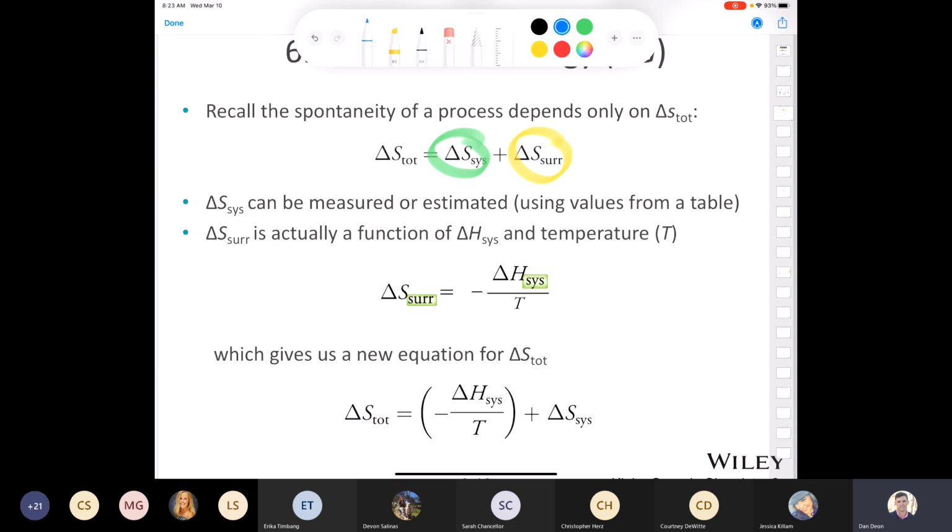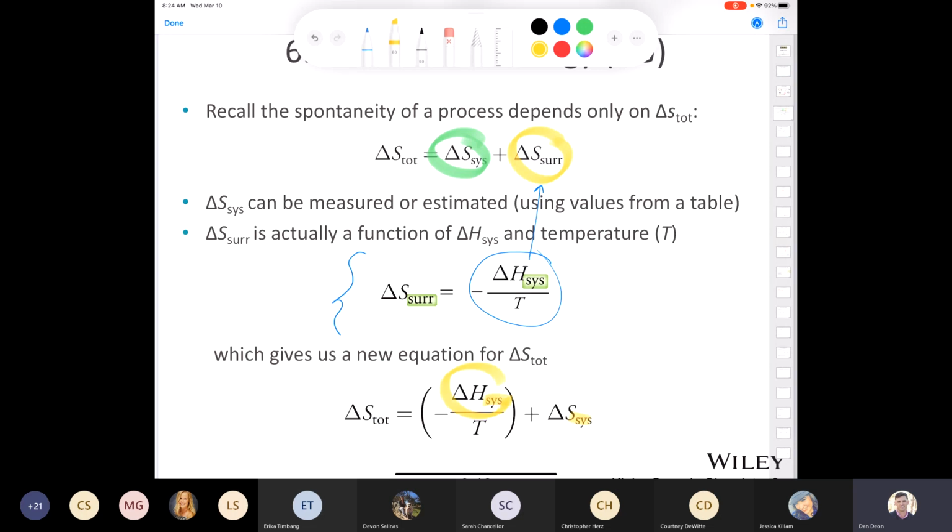I'm not going to go on about where this equation comes from, but we can define the change in entropy of the environment or the surroundings as being equal to the negative of the change in enthalpy of the system or reaction divided by temperature. So if we substitute this into here, we end up with the total entropy being equal to the negative of delta H of the system over temperature plus the change in entropy of the system. So now we are going to be able to determine whether the reaction is spontaneous or not solely based off of the reaction. We don't have to think about the environment at all.